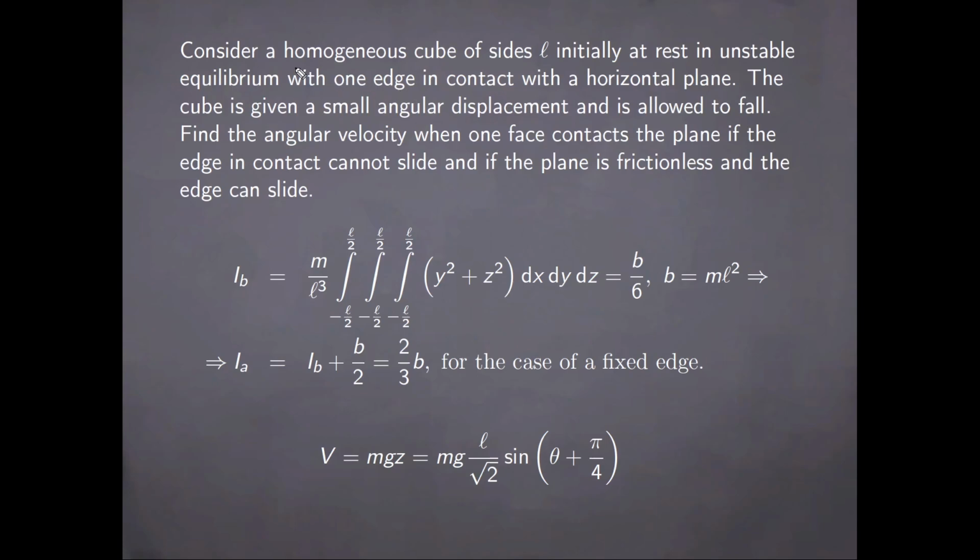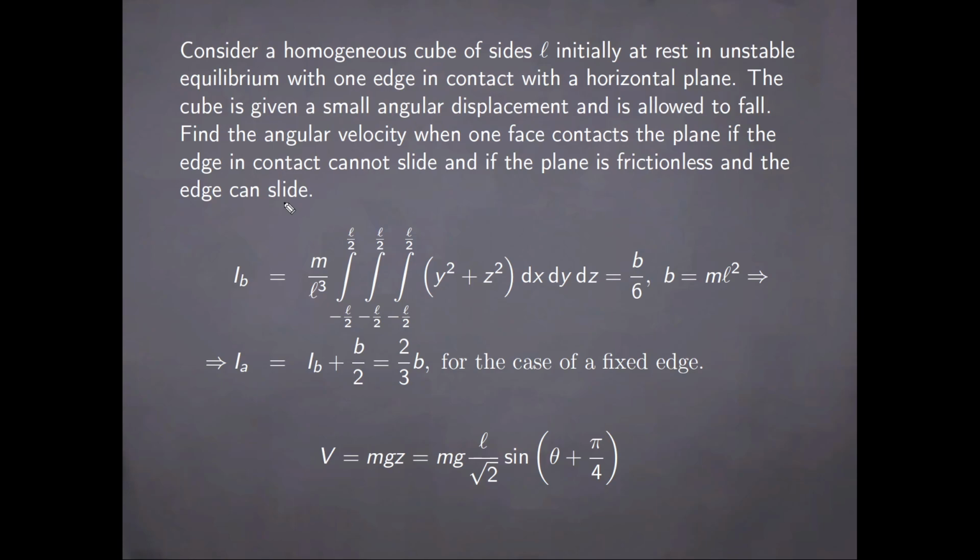And still considering the motion under uniform gravitational field, we can now look at the problem of a homogeneous cube of sides L, which is initially at rest in unstable equilibrium in such a way that one edge is in contact with a horizontal plane. The cube is given a small angular displacement and is then allowed to fall. And we are to find the angular velocity when one face contacts the plane if the edge in contact cannot slide, and in a second case, if the plane is considered frictionless and the edge can slide.